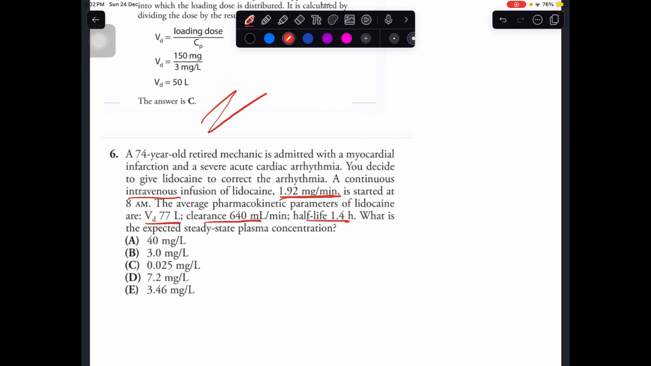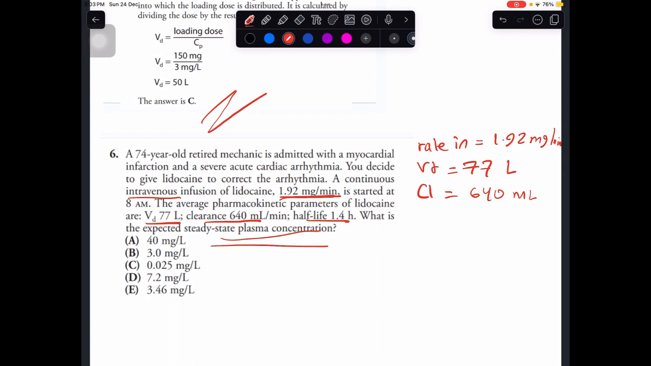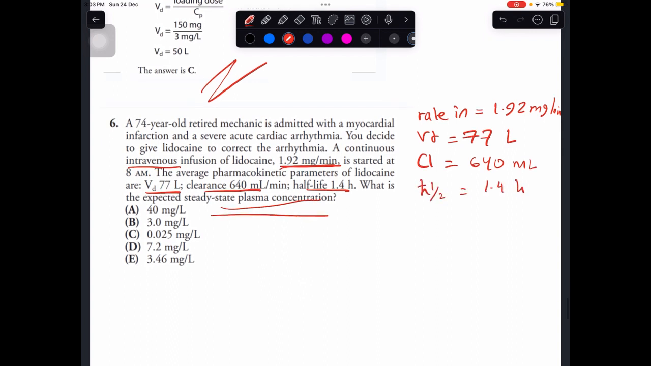Wow, a lot of values. Let's see what they're looking for: steady state plasma concentration. Here I highlighted the numbers, and I highlighted what they want. Now I'll write the units just to make sure, and write the information that I have. So rate in, how much was given intravenously, was 1.92 milligram per minute. Then my VD is 77 liters. My clearance is 640 milliliters per minute. My half-life is 1.4 hours, and they're looking for my CSS.